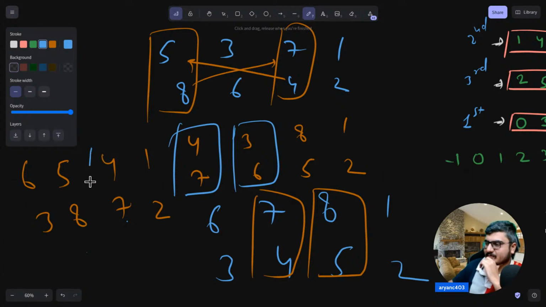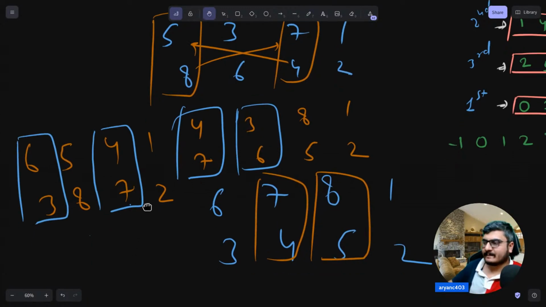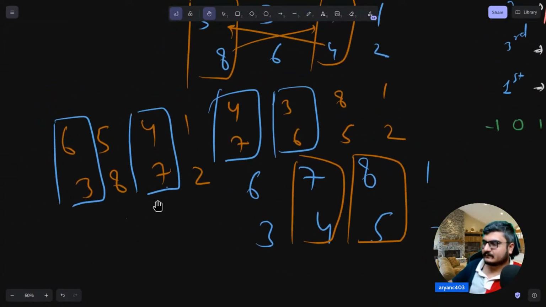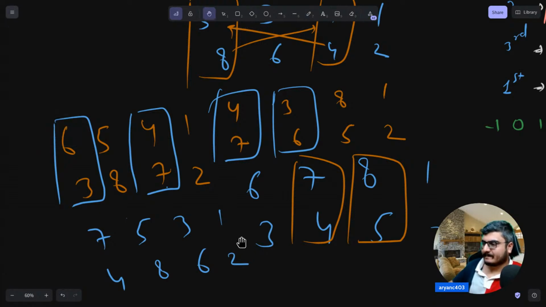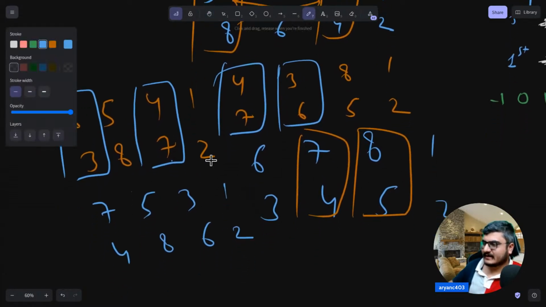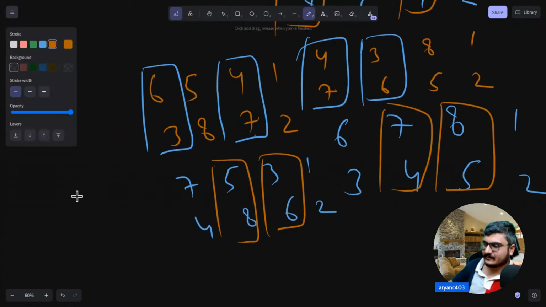Now the idea is I can probably make a swap here and here once. I will end up with 7 4 3 6 5 8 1 2. And then I can swap here as well. Basically the problem is more about playing between different kinds of operation we have.